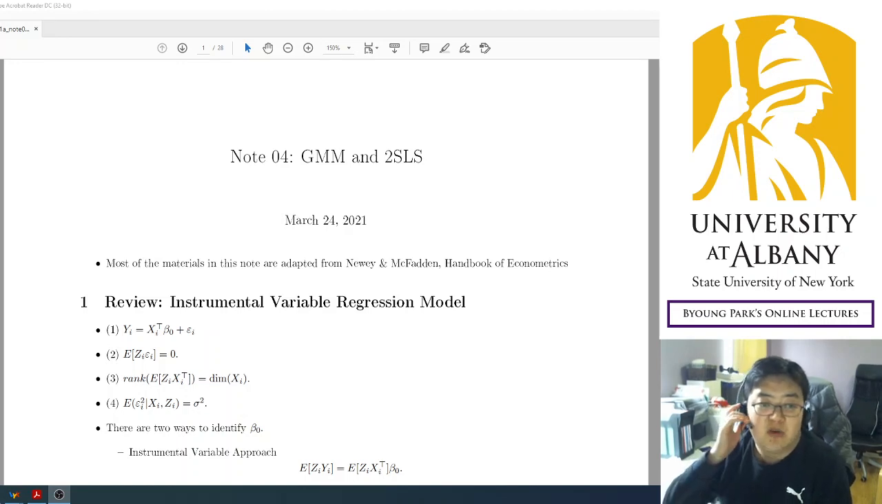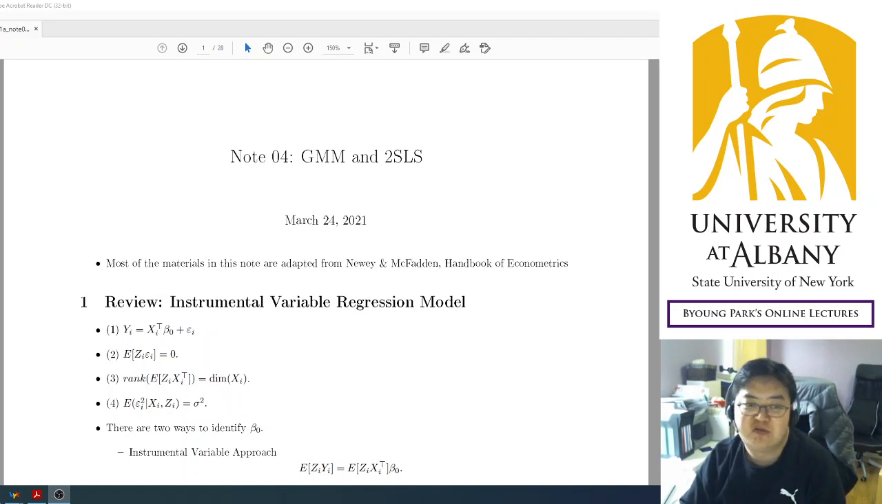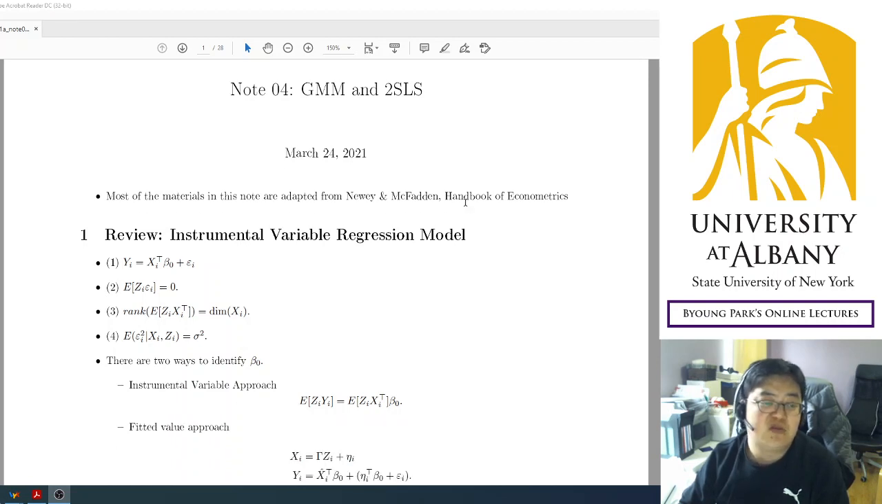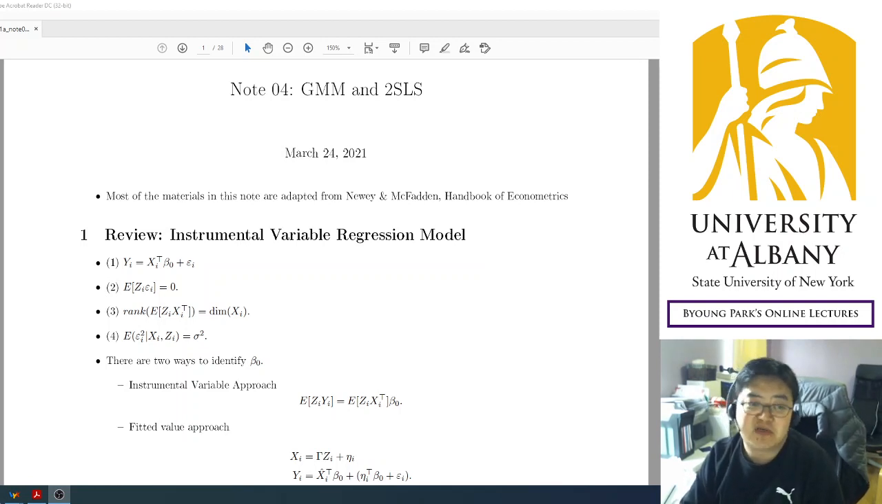Hello, we are starting a new chapter. The title of this chapter is GMM and 2SLS. Like 7 alphabets, 6 alphabets and a number, it looks like a password. Those two methods are the two most commonly used methods to estimate instrumental variable regression models.